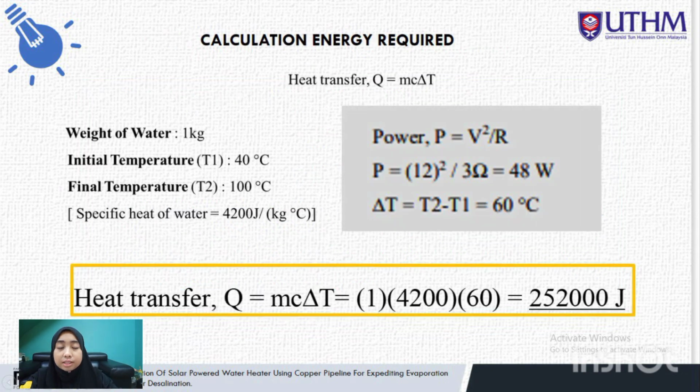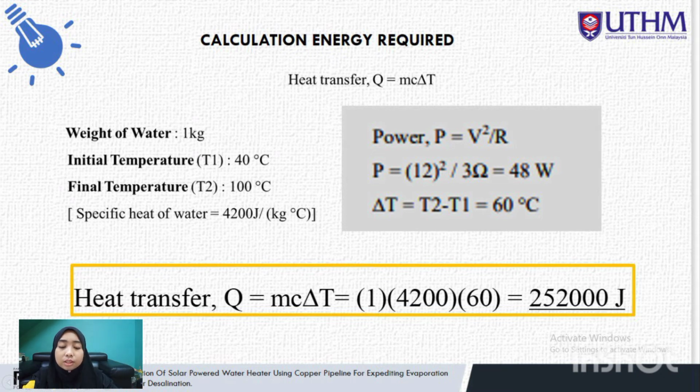Okay, so for the calculation of energy to heat 1 kilogram of water, the initial temperature is 40 degrees Celsius and the final temperature is 100 degrees Celsius. The specific heat of water is 4,200 joule per kilogram degree Celsius. To calculate the power, as usual, we use voltage squared over R, and we get 48 watt. The difference of the temperature is 60, because 100 minus 40.